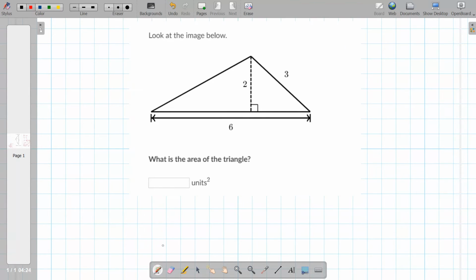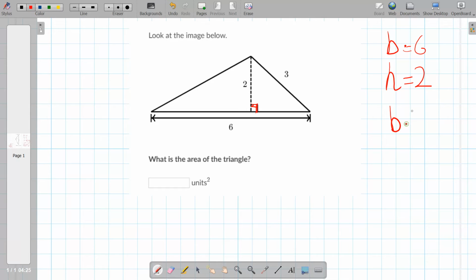Okay, look at the image below. What is the area of the triangle? Okay, so we see that the base is 6. Base is 6, and the height, which is the line that goes from the base to the highest point of the triangle, and it is perpendicular to the base. They create a right angle here. Okay, so the height is 2.